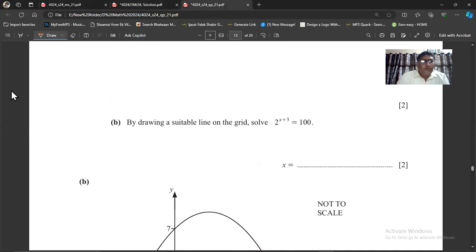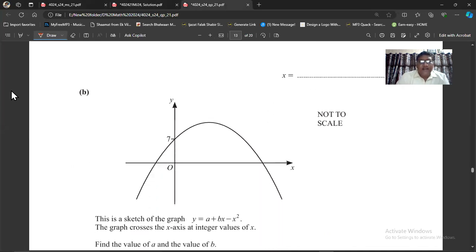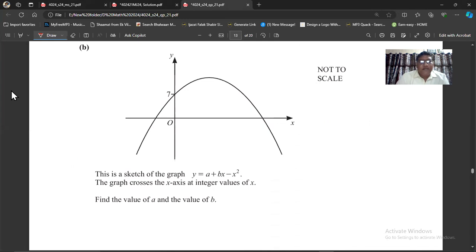Okay, so we are going to the next part, and this is the B part. Here he says, this is a sketch for the graph y is equal to a plus bx minus x squared. The graph crosses the x-axis at integer values of x. So the x intercepts are integer values. Okay, integer values means that they are whole numbers. Find the value of a and the value of b.